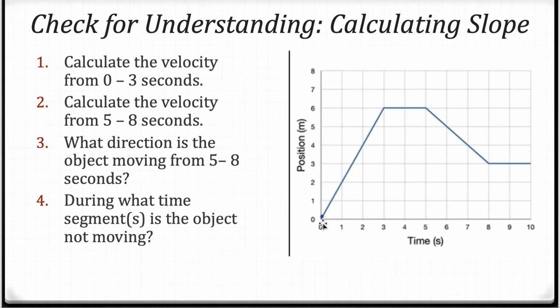And then our run here goes from 0 to 3. So it goes over 3. So our run is 3. So 6 up and 3 over. So 6 divided by 3. Our slope is going to be 2.